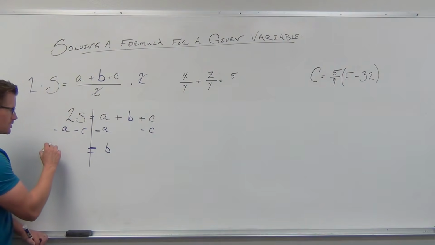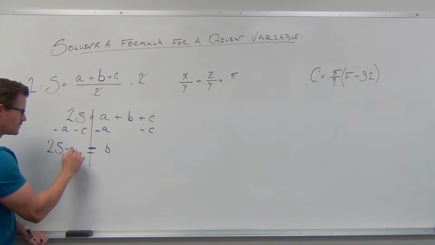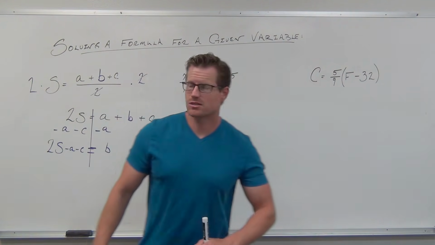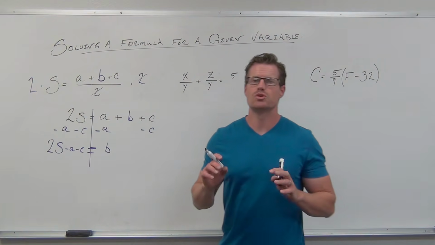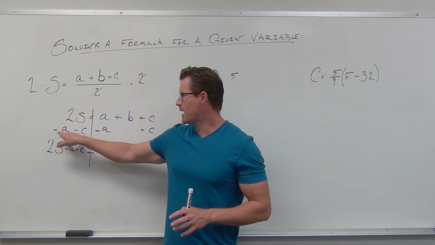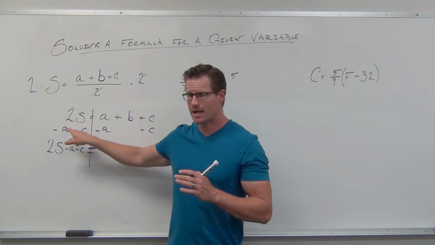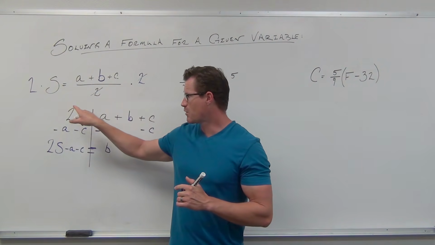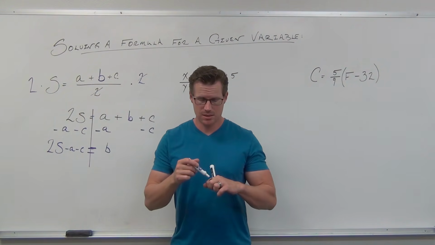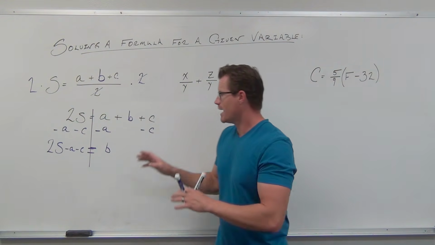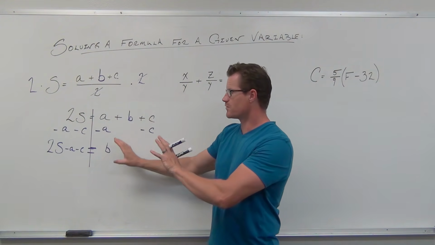Most people are going to choose to do 2S minus A minus C. Just make sure your signs are right. You got to have a minus or a negative in front of your A. You got to have a minus or a negative in front of your C. You have to have a plus or a positive in front of your 2S. That's it, you're done. You have effectively solved this formula for B.